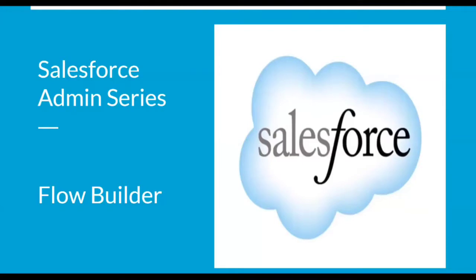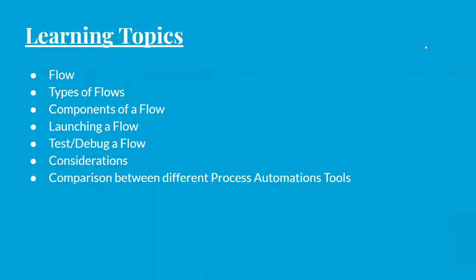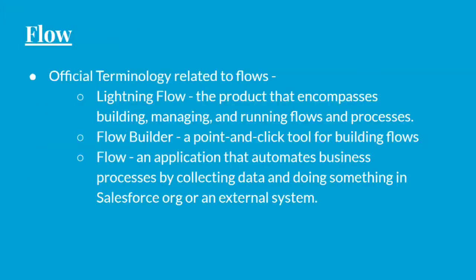Today's topic is Flow Builder. So let's see what we are going to cover in this video today. First we will see what is a flow. Then we will see different types of flows. What are different components of a flow. How you can launch a flow. After that, after the launching of a flow, how you can test or debug a flow. Then we will see some of the considerations. And at last we will see the comparison between different process automation tools like workflow, approval process, process builder, and flow. So let's start. What is a flow?